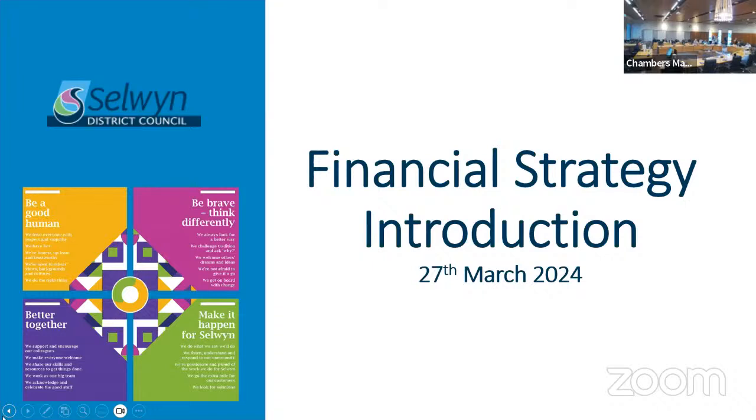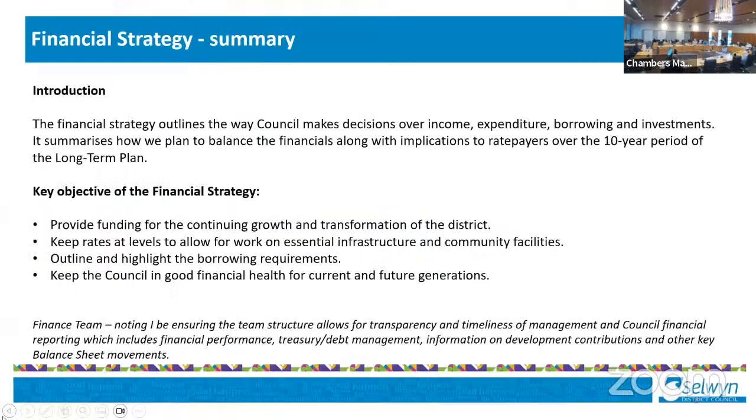Good morning. So we're starting off with the introduction to the financial strategy, which is on screen, and hopefully the technology behaves itself. Just by way of an introduction, in summary, the financial strategy outlines how Council will make decisions, how we look at our income and expenditure, the borrowing and investments, and how we ultimately balance the financials, taking into account the implication to ratepayers over the 10-year period.